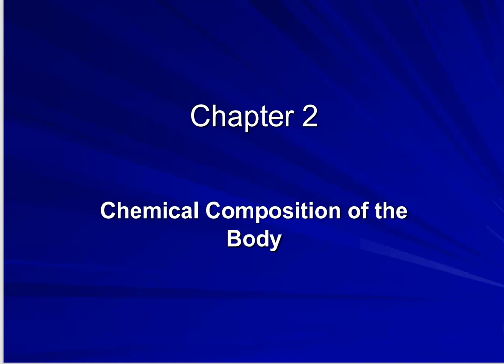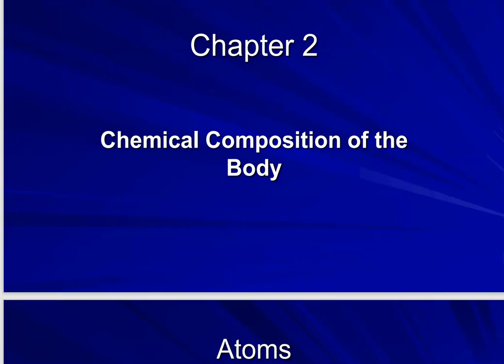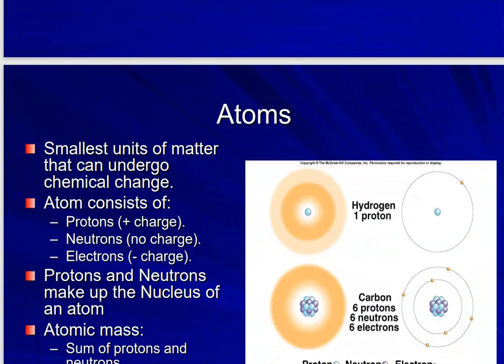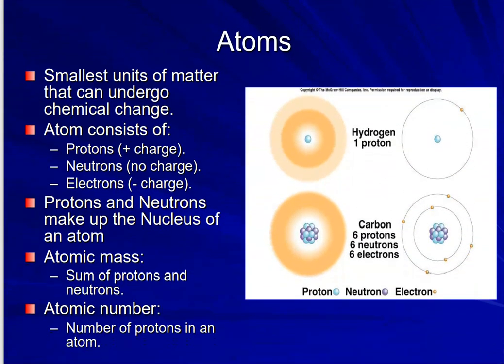Continuing with chapter 2, here we're going to take a look at the chemical composition of the body. We're going to do first a quick review of general chemistry, and then we're going to take a look at the organic molecules of life in the second half. So we're going to start out here with a basic review of chemistry.